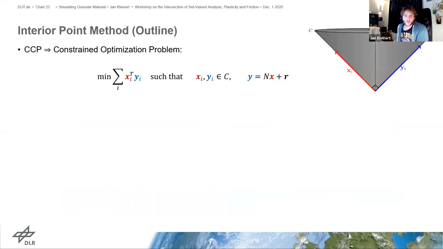Okay, the next thing we'll note is that we can reformulate the cone complementarity problem as a constrained optimization problem again. Because if x and y are both included in this cone, then we already know that the dot product must be larger than zero. And we are looking for the minimum where they're exactly zero, so we can just minimize the sum over all contacts of these dot products, subject to the constraints that x and y are in their respective cones, and we have this linear relation between y and x.